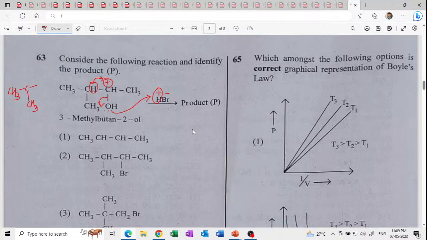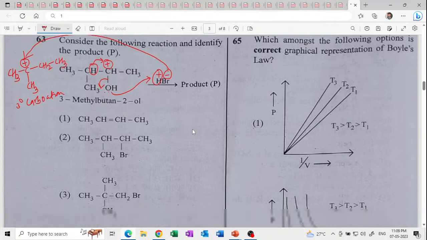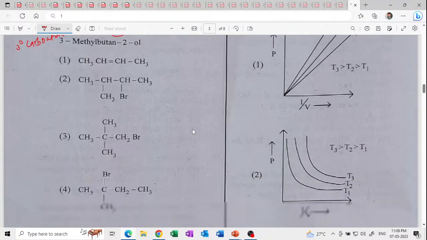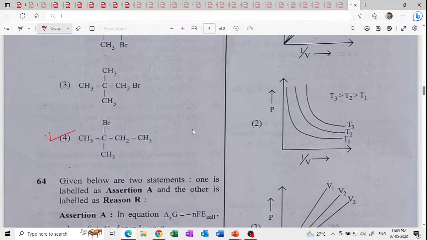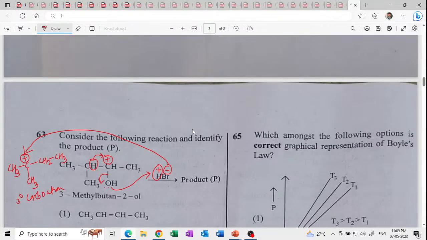Then this is C, and CH2, and then this is CH3. So there is formation of tertiary carbocation because of hydrogen shift, and then Br minus attacks this carbocation to form the structure. There is formation of the tertiary product because of the hydrogen shift. This is the tertiary.